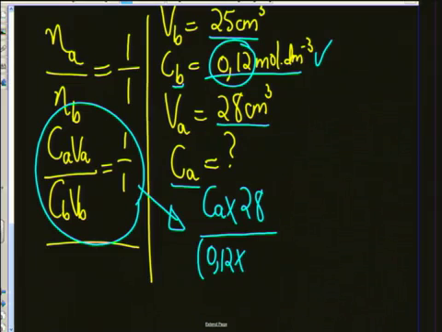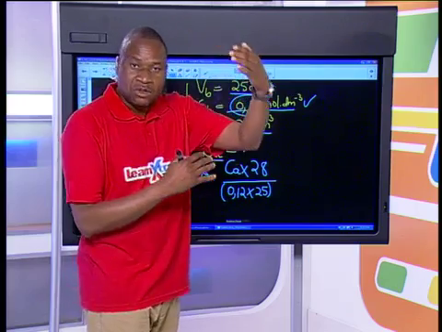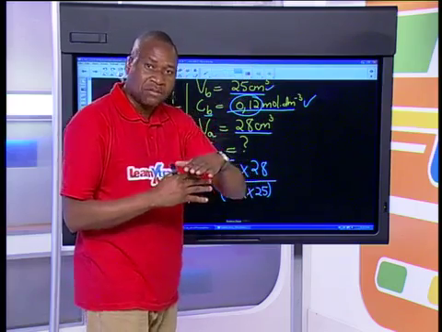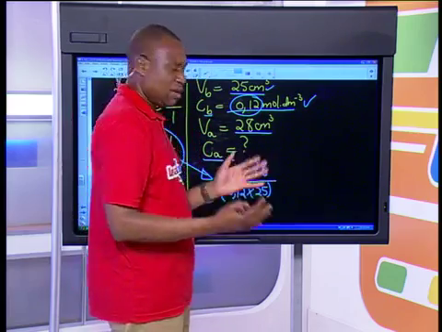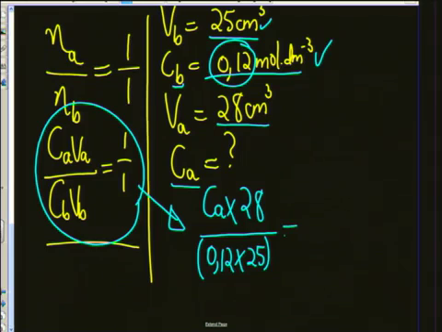the volume of the base, which is 25 cubic centimeters. And once again, not converting it. If I decide to work in cubic decimeters, I'll have to have cubic decimeters on the top and cubic decimeters in the bottom. So I'll be having 0.28 divided by 0.25. This will be equal to 1 over 1.